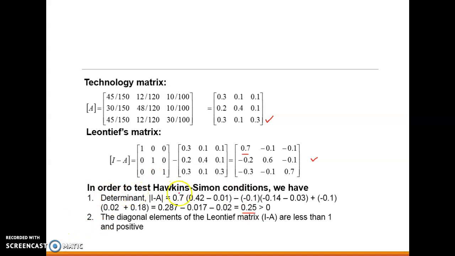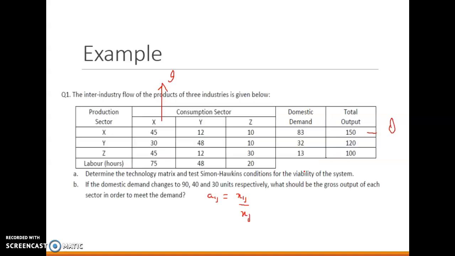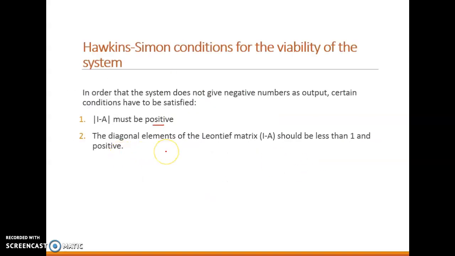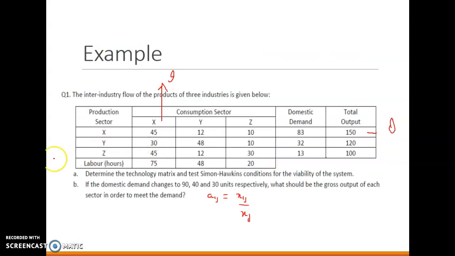The next Hawkins-Simon condition is that the diagonal elements should be less than 1 and should be positive. In this case, you can see that all the diagonal elements are less than 1 as well as positive. So our first part is done. Now the next part of the question is: if the domestic demand changes to 90, 40 and 30 units respectively, what should be the gross output of each sector in order to meet the demand?